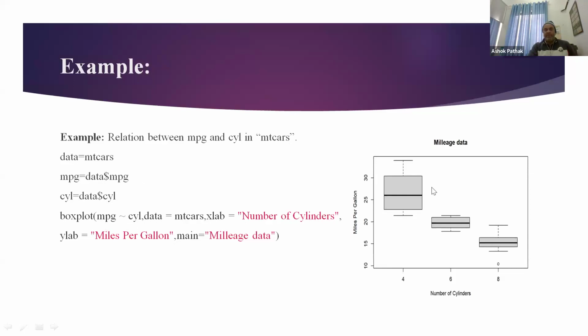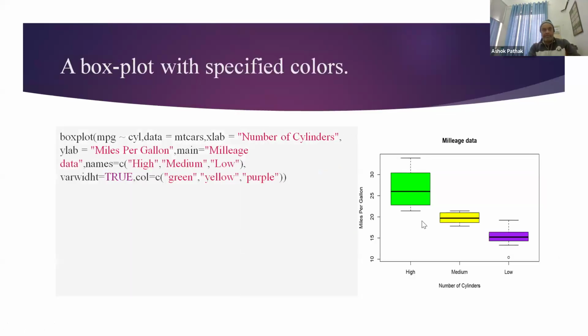This gives the central tendency of the data: where the data is, and how the data is scattered about its central value. So this is known as the box plot. You can also fill the box plot with specific colors using the par function. For the first plot we are using green, for the second yellow, and for the third another color.